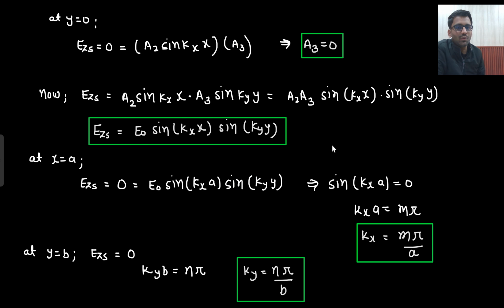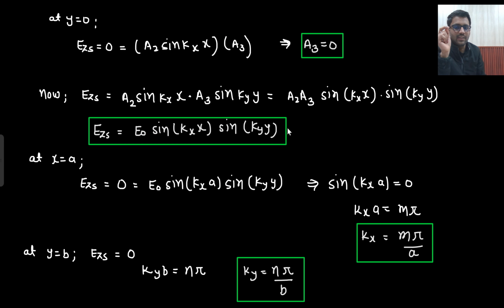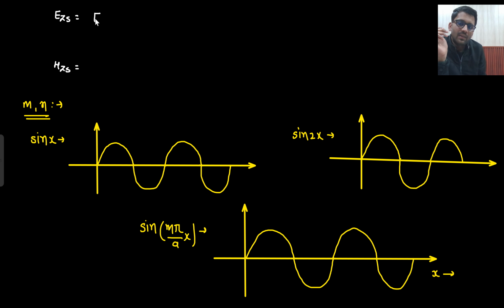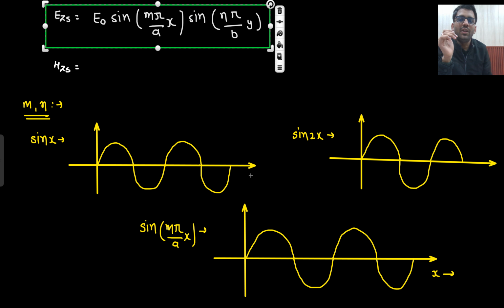So what we got to know is that A3 is gone, A1 is gone, then this is the expression. And now in this expression, kx is equal to m pi by a and ky is equal to n pi by b. So what is the EZS expression you are getting? E naught sine m pi by a into x sine n pi by b into y. So this is your EZS expression and you need to remember it.